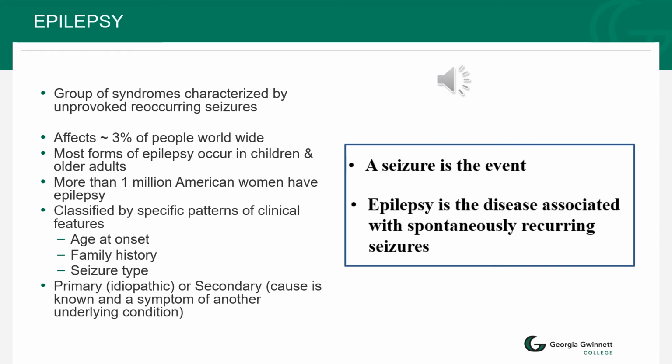Primary epilepsy is considered idiopathic, and what that means is they don't know what's causing it. Secondary, the cause is known, and there's an underlying condition, whether that be a brain tumor or whatever it is that's causing it. But to be clear, epilepsy is the disease associated with spontaneous recurring seizures, and a seizure is the event. If your client just has one seizure and they don't have these recurring spontaneous seizures, they don't meet the criteria, then they don't have epilepsy. They're a person with seizures.